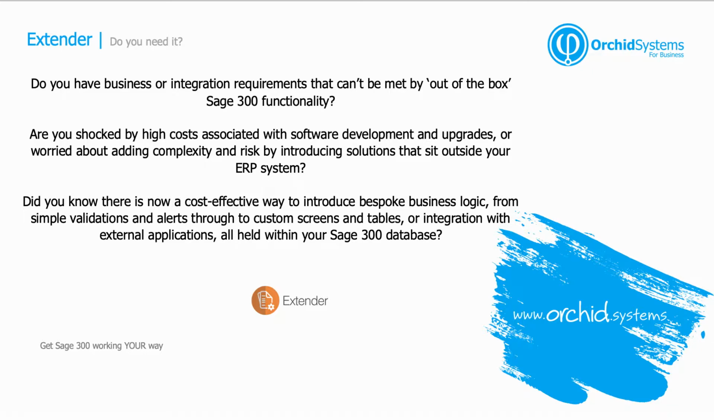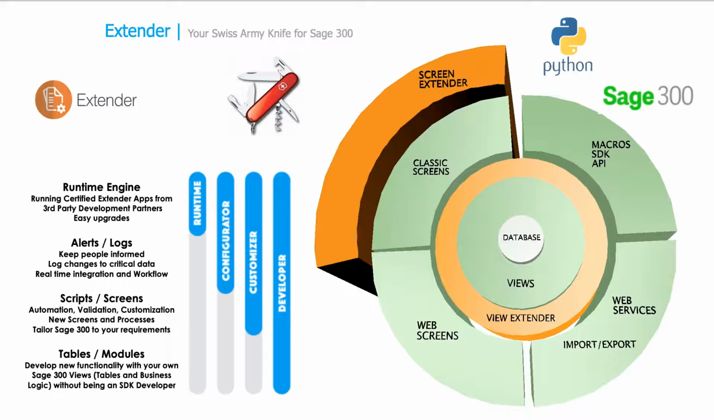Did you know that there's now a cost-effective way to introduce bespoke business logic with simple validations and alerts through to custom screens and tables, or integration with external applications, all held within your Sage 300 database? Well, Extender allows for this level of customization.